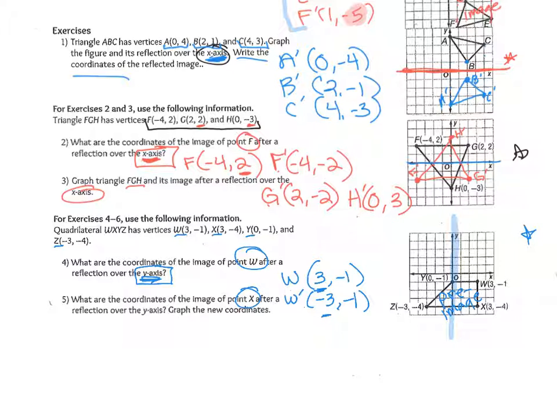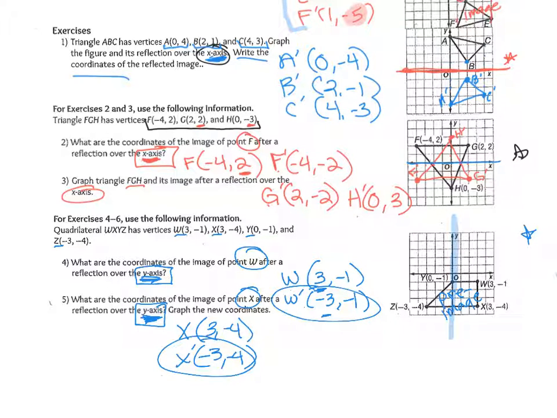Now, number 5, what are the coordinates of the image of point X after reflection over the y-axis? So again, that means our x value is going to change. So the old x, (3, -4), so X prime should be (-3, -4). And then graph the new coordinates. So we've got W, we've got X. Let's go ahead and get Y and Z. So Y prime and Z prime.